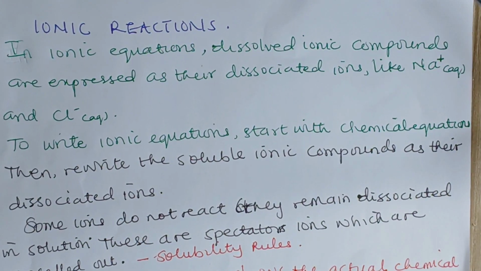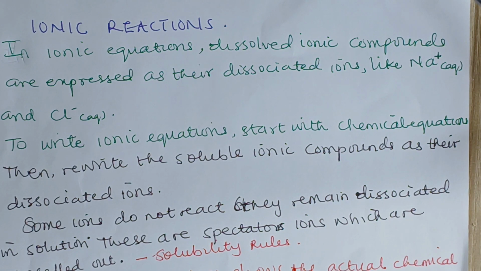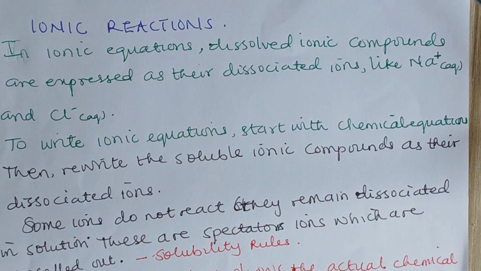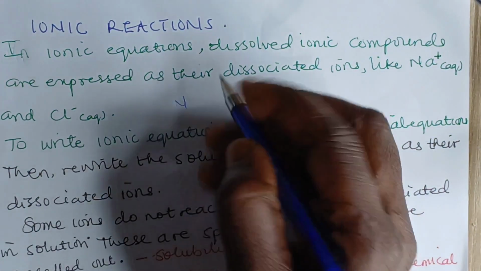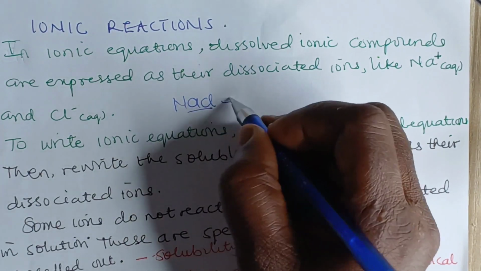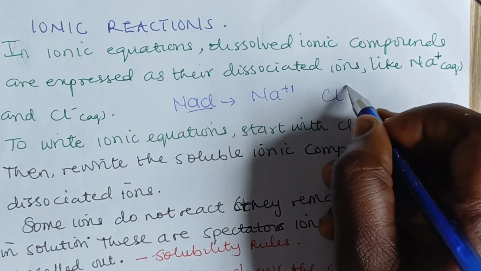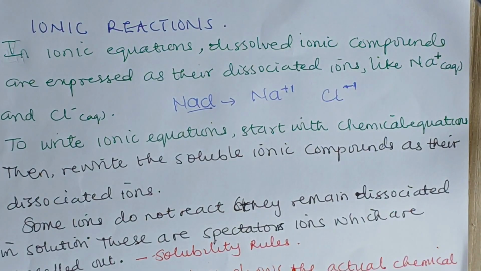What are ionic reactions? Under ionic reactions, we have oxidation and reduction reactions, but I'm going to focus on the ionic reaction as a whole. In ionic equations, dissolved ionic compounds are expressed in the form of dissociated ions. Like if I want to write sodium chloride, it is a neutral compound. If I'm writing it in dissociated form, it will be sodium ion and chloride ion, using their charges.